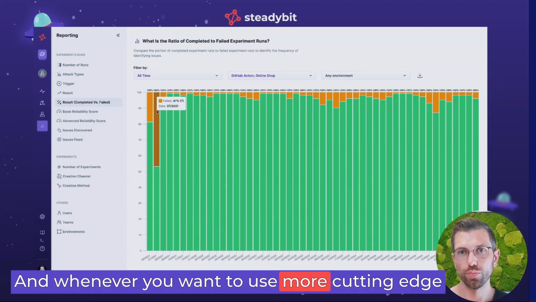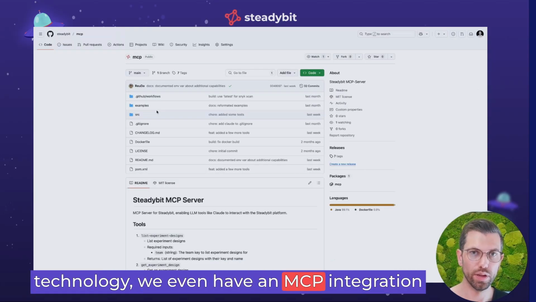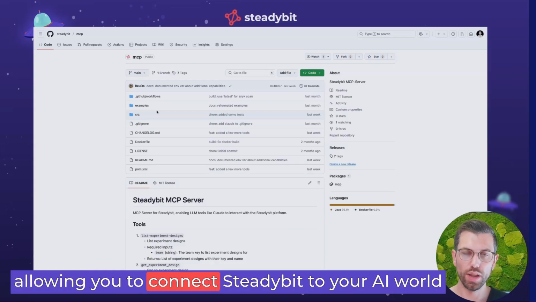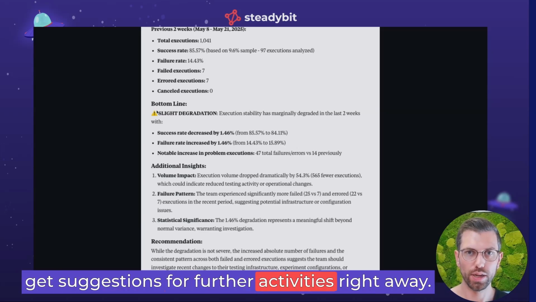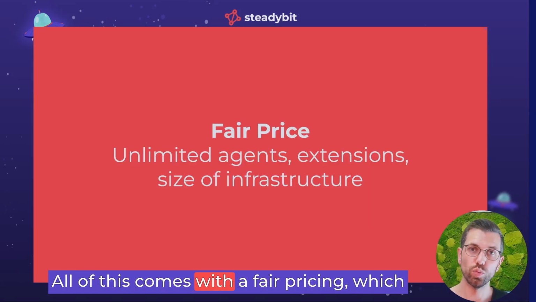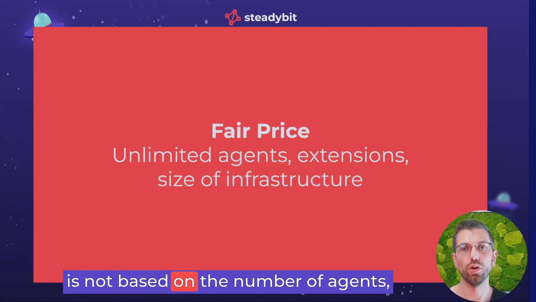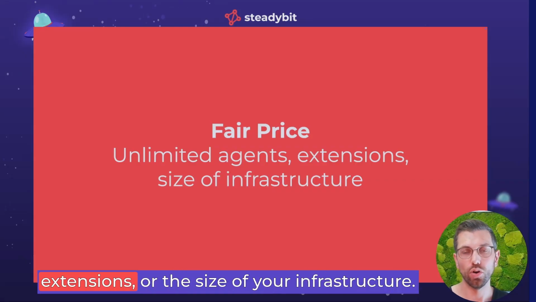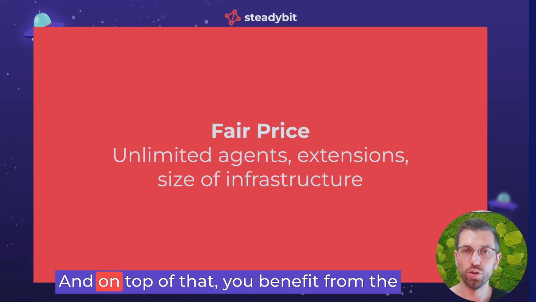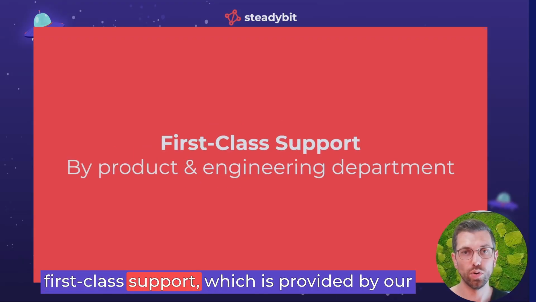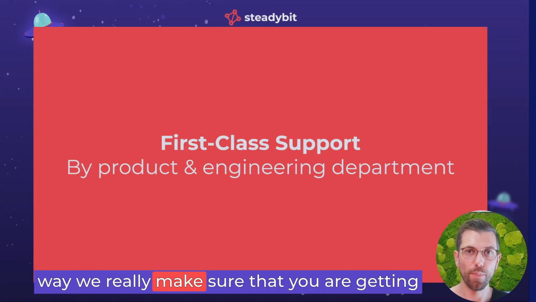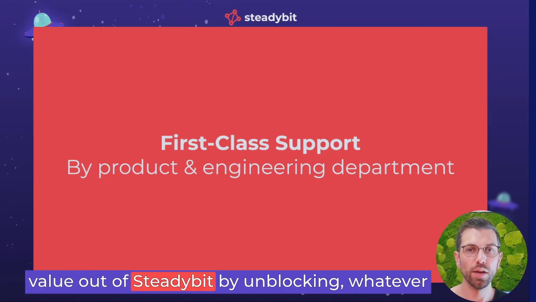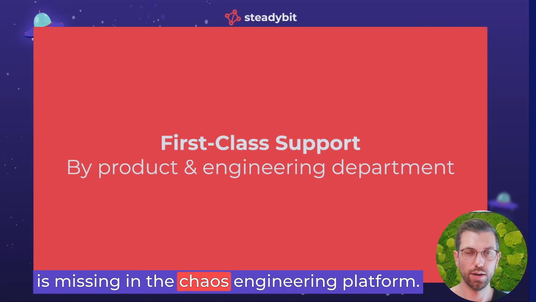And whenever you want to use more cutting-edge technology, we even have an MCP integration allowing you to connect Steadybit to your AI world and use prompts to deep dive into your data and get suggestions for further activities right away. All of this comes with a fair pricing, which is not based on the number of agents, extensions, or the size of your infrastructure. And on top of that, you benefit from the first-class support, which is provided by our product and engineering department. And this way, we really make sure that you are getting value out of Steadybit by unblocking whatever is missing in the chaos engineering platform.